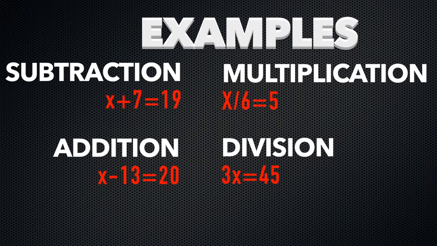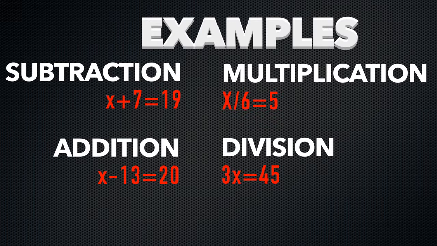In the example with subtraction, we have the equation x plus 7 equals 19. To solve this one, subtract 7 from both sides. The result shows us that x equals 12. In the example with addition, we have the equation x minus 13 equals 20. To solve this one, add 13 to both sides. The result shows us that x equals 33.